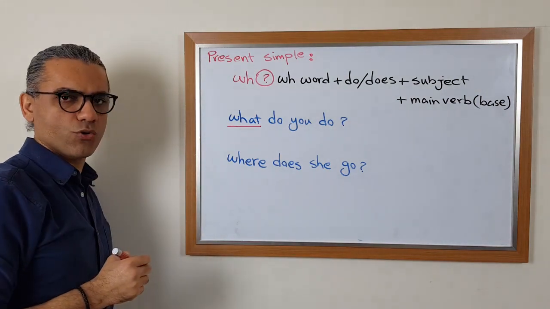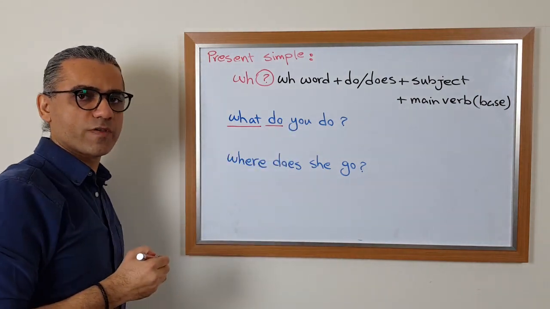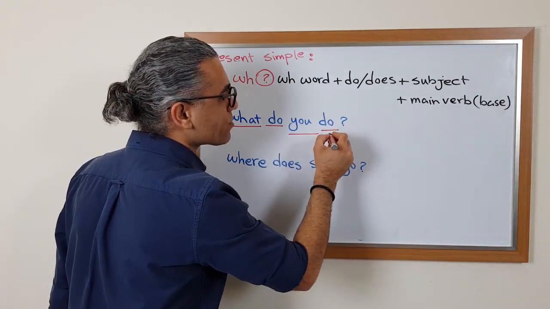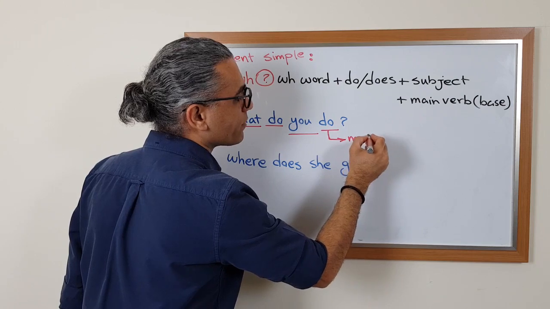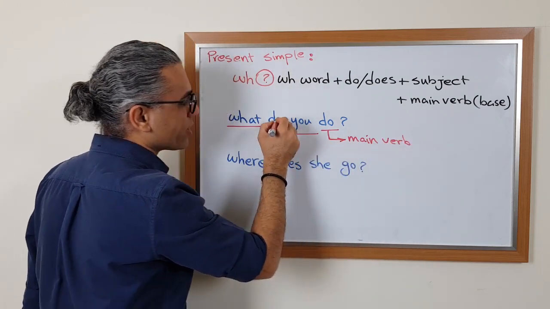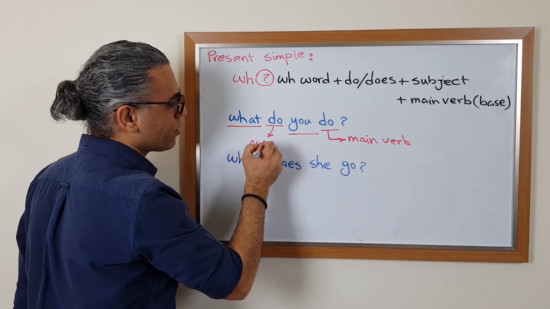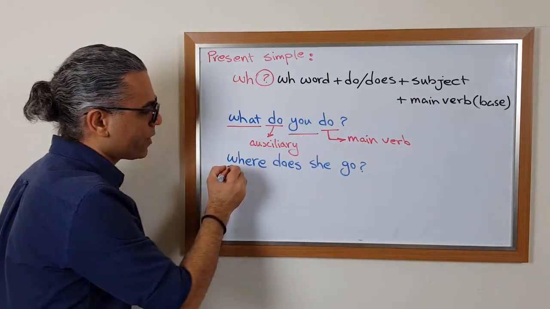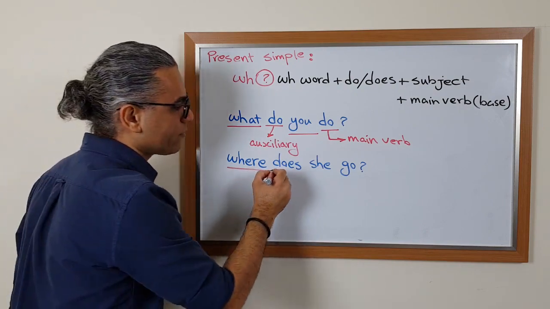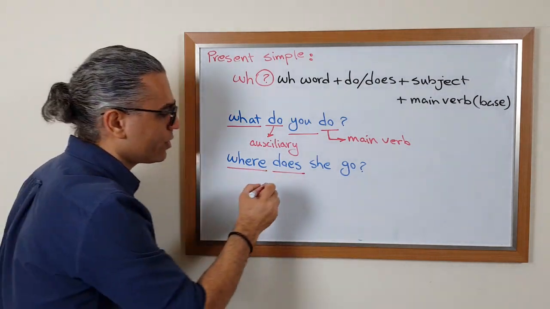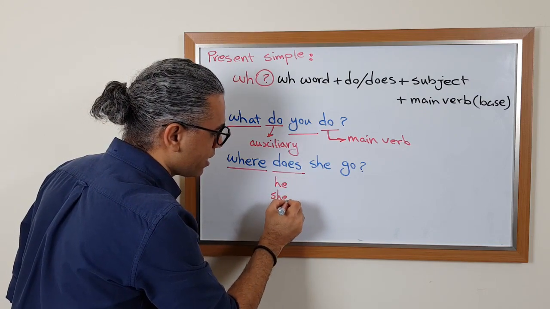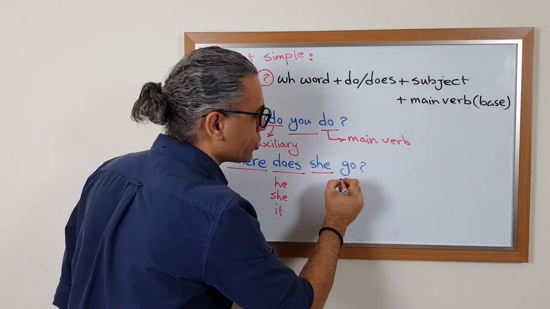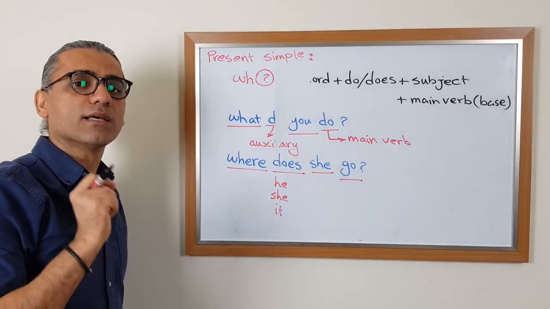What is your WH word. Do your auxiliary verb, you is your subject, and this do is your main verb. So this do is your auxiliary verb, and this do is your main verb. Where is your WH word. Does the auxiliary verb for he, she, and it only. She is your subject, and go the main verb in the base form.